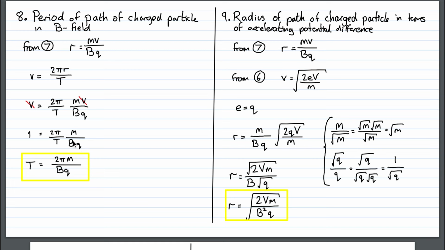If we make t the subject by multiplying through by t, we just get this equation here. The time period is inversely proportional to the specific charge. Moving on to equation number 9.